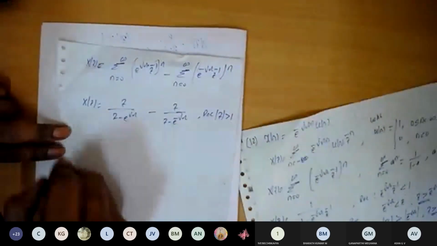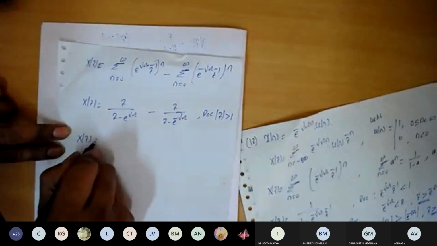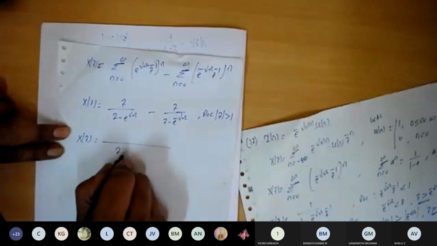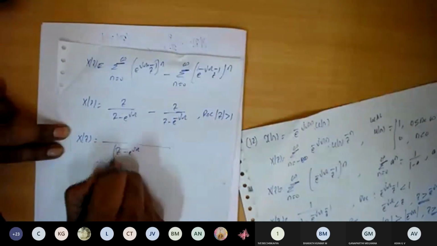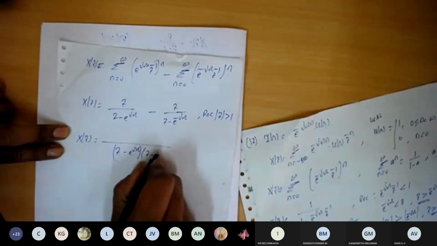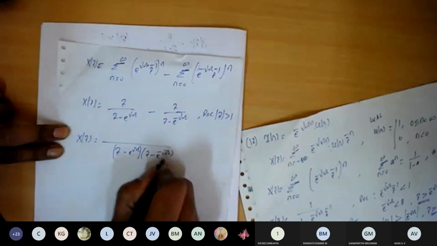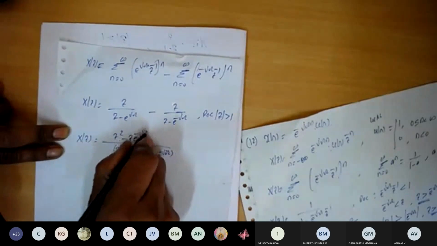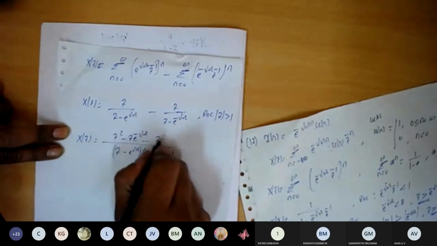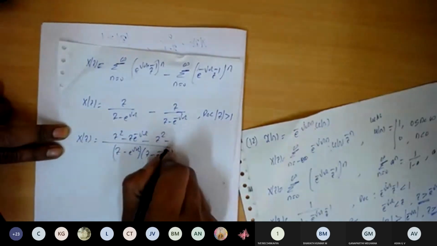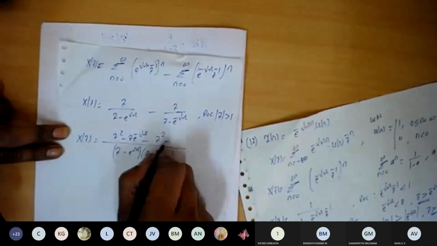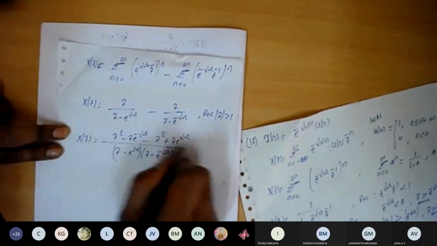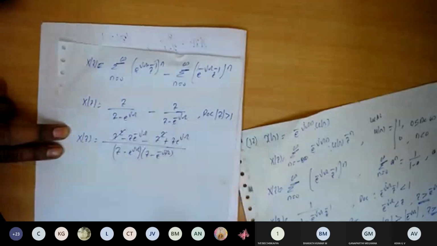We'll simplify this one. We'll take the LCM of these terms, so the denominator becomes z minus e to the power of j omega and z minus e to the power of minus j omega. Cross multiplying, it becomes z square minus z into e to the power of minus j omega, minus z square, minus into minus becomes plus, z e to the power of j omega. So z square and minus z square will get cancelled.